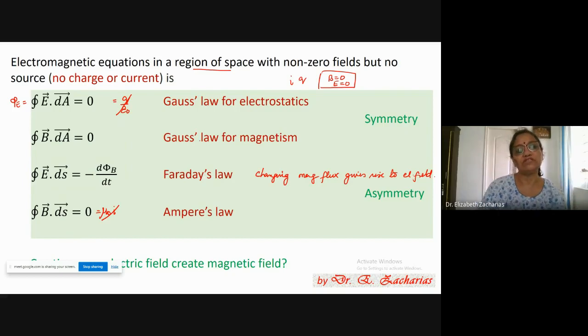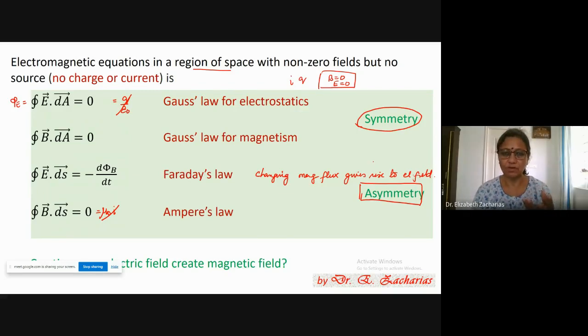Okay, now look at these four equations. You're finding that there is a symmetry between electric field and magnetic field in the first two equations. They look like mirrors of each other. But come to the third and fourth equation, and you're finding that there is an asymmetry. So if there has to be a symmetry, and if you were going to modify your Ampere's law, then how do you think you would have written that in English? Anyone?